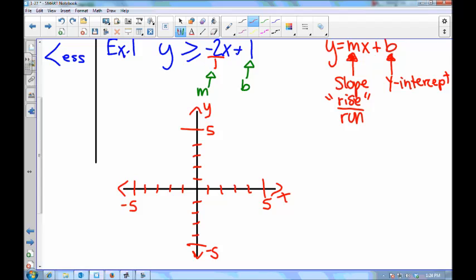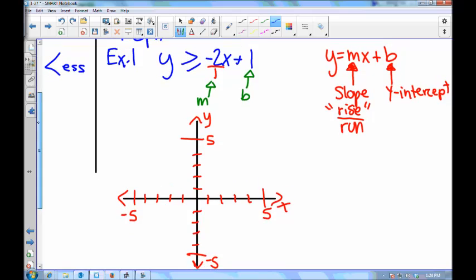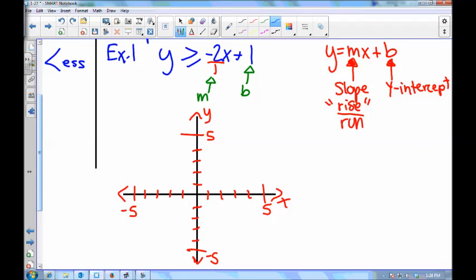The first point we need to put on is the y-intercept. That's the starting point. Okay, Carlos, let's go, Carlos Jimenez. Which value was the y-intercept again? B, which is 1. So on the y-axis, put a point at +1. From that point, you use the slope.